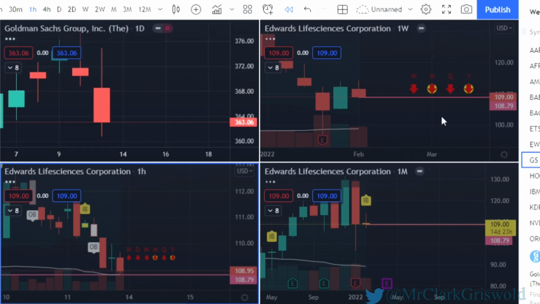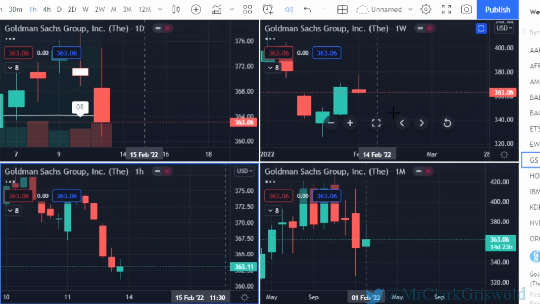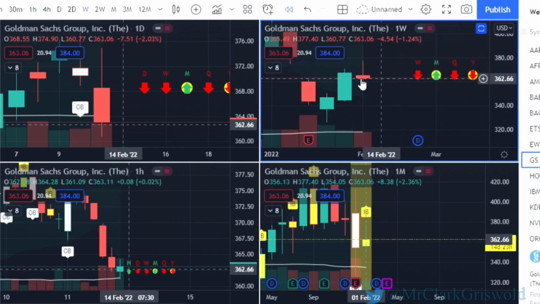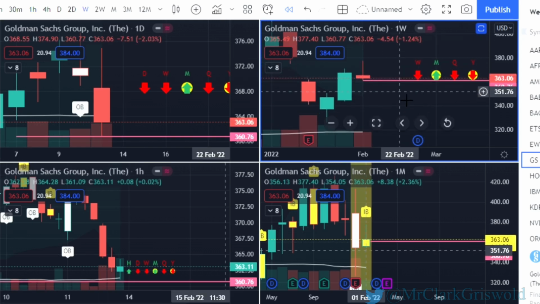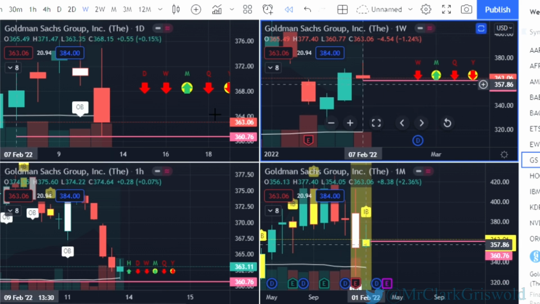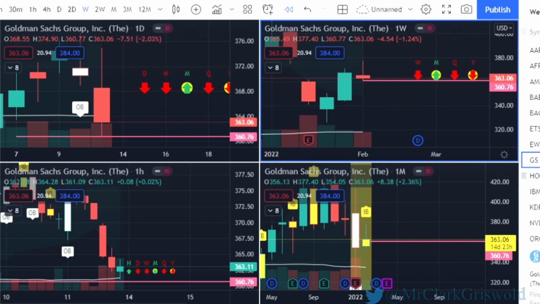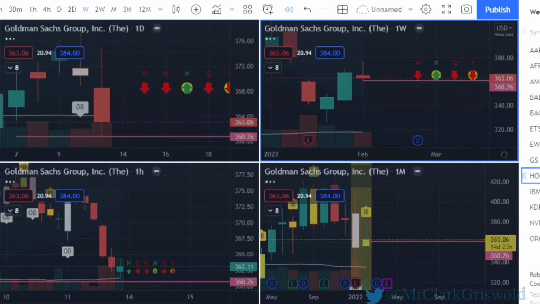GS, Goldman Sachs. I think there was a bunch of reversal plays that I had set up on here. Goldman Sachs is a reversal as well with a little shooter here. Puts would be at $360.76. Again, inside bar on the month, so be aware of that.